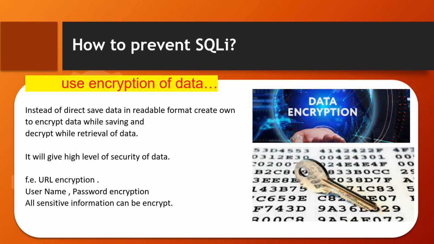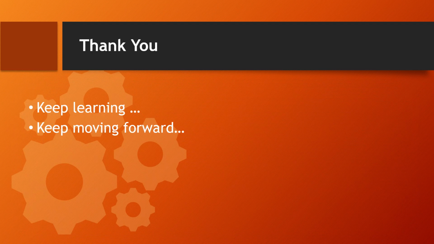You can do it with your URL, with username, password, and any sensitive information related to your users. Directly, data will not be saved; it will be saved in terms of some pattern, some 0s and 1s or some kind of series, any kind of algorithm you can create to save or retrieve information. This is another highly secure way of saving information, which prevents users from reading data from your database. That's it for today.